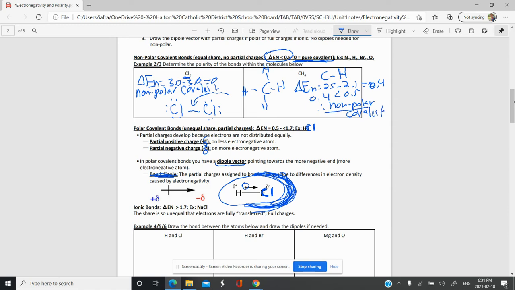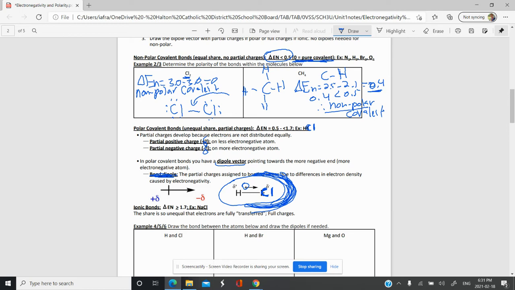Because it's nonpolar covalent, we don't need to draw one of those dipole vectors in there, since it's a roughly equal share of electrons. The electrons probably do hang out a little bit closer to the carbon because there is a slight difference in electronegativity, but for the purpose of this course, we assume that this is a roughly equal share, so no need to draw those dipole vectors.